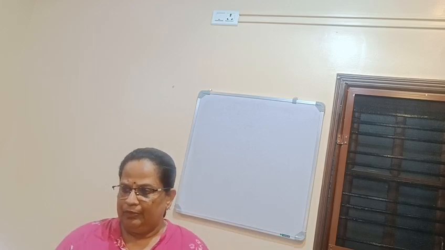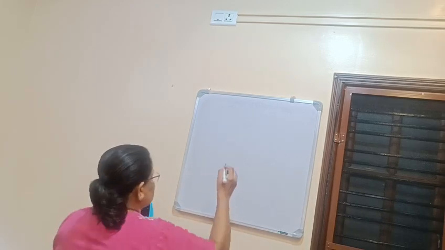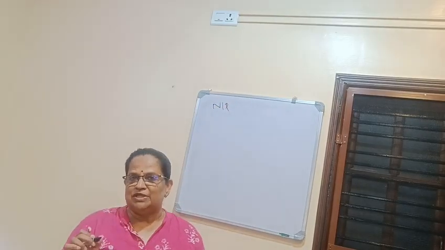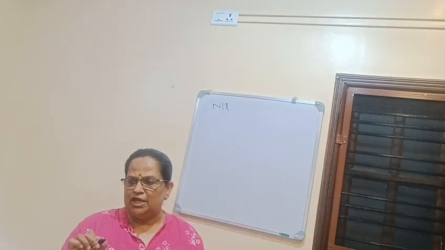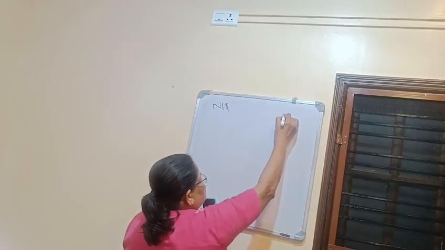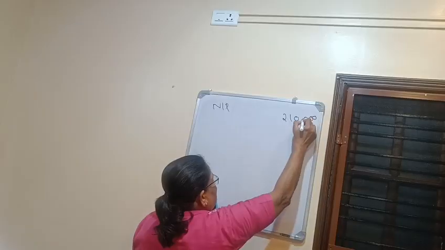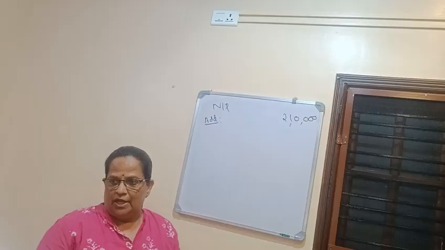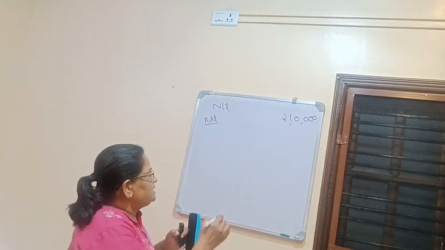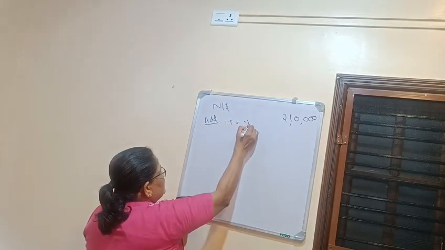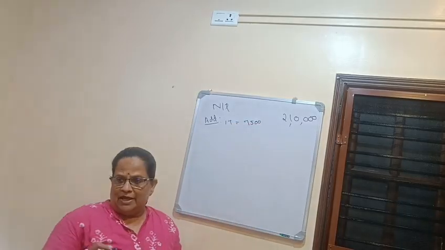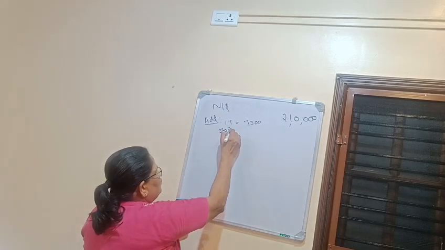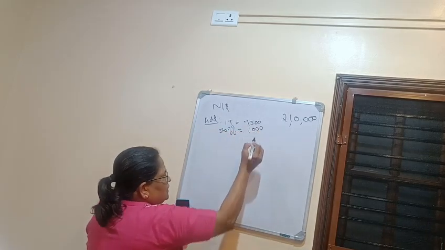So here we will start with the net profit. Title should be there: table showing the computation of taxable business income of Mr. M for the assessment year 25-26. Net profit 2,10,000. Now add back the expenses which are debited already but disallowed. First is income tax 7,500. Now next item, contribution to staff welfare fund, 1,000.